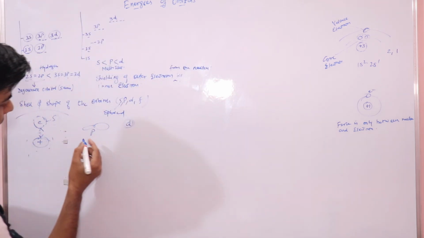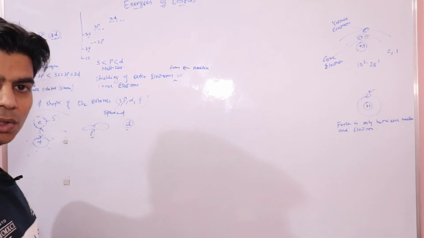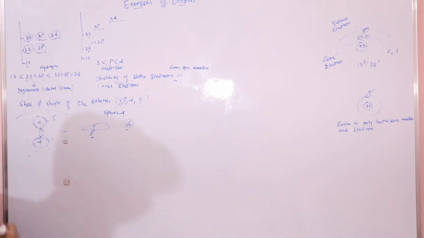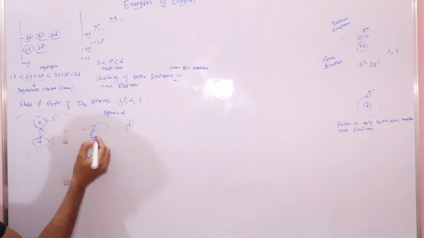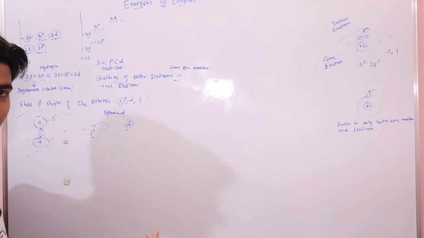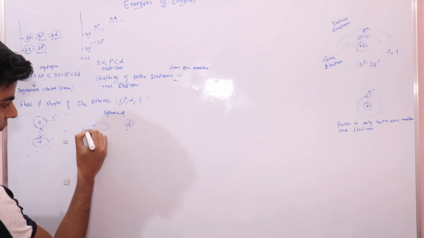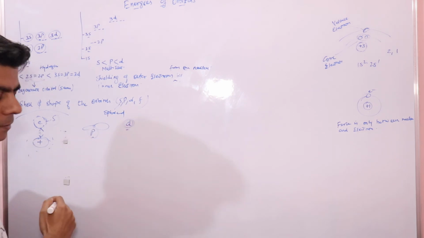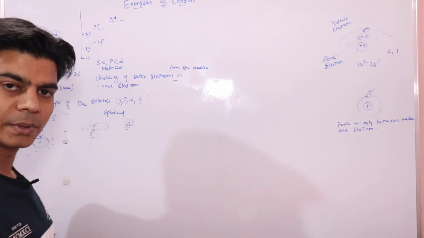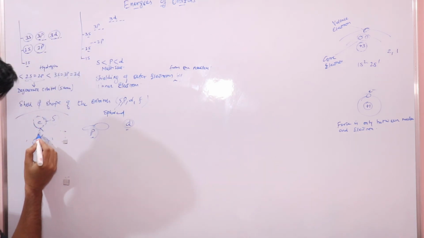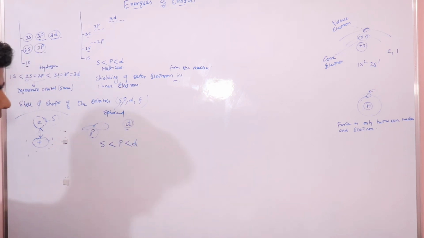Similarly, the electrons in the d orbital and in the p orbital are away from the nucleus compared to the s orbital. Since the electrons are moving away from the nucleus, their energy increases. The energy of p is less than d, and the energy of the electrons in the s orbital is minimum because they are closest to the nucleus. So this is the order: s, p, d, right?